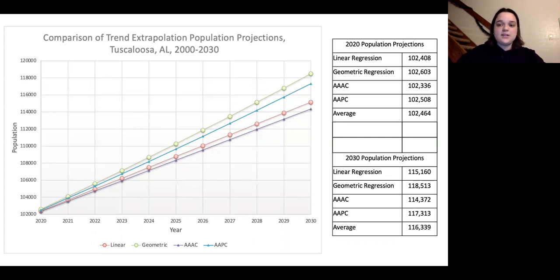So you can see here on the right, we have a couple data points. The 2020 population projections average at about 102,464, while the 2030 population projections average at about 116,339. The 2030 population projections vary a lot more than the 2020 population projections. And this is also to be expected with these trend extrapolation methods. The farther away you get from that observed data, the less reliable the prediction is and the more variance there is within the different methods. So that is to be expected.